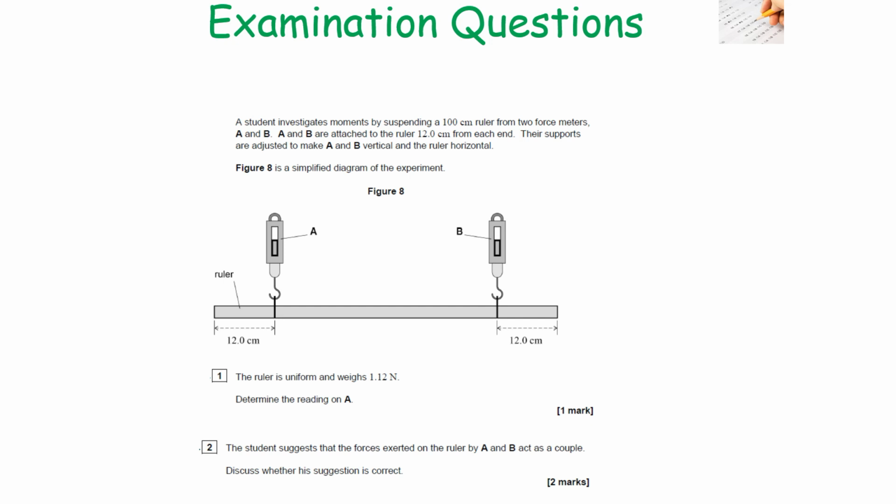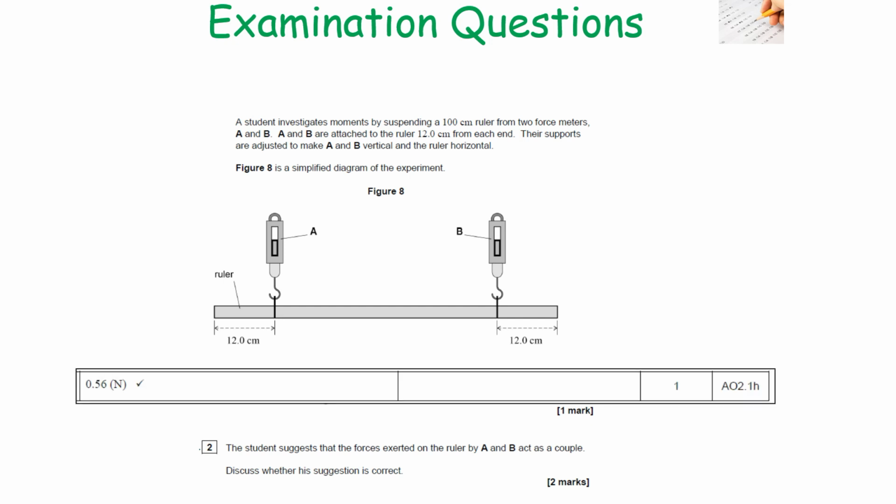Now, what we know is that the force acting down is 1.12 newtons, so therefore the total force acting up must be 1.12 newtons, but there's two force meters, so it's divided between the two, so you get our answer to be 0.56 newtons. Now, it's suggesting that forces exerted by A and B act as a couple.